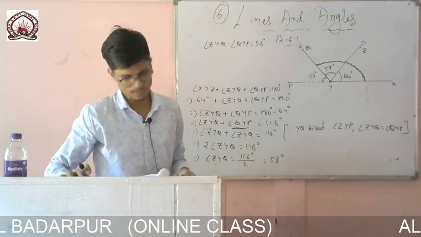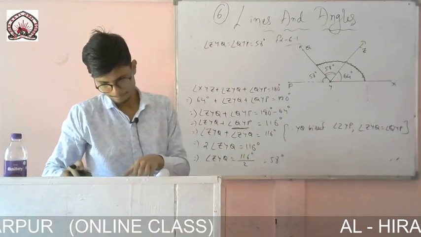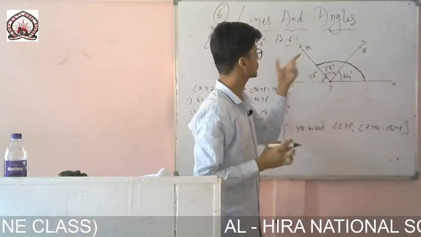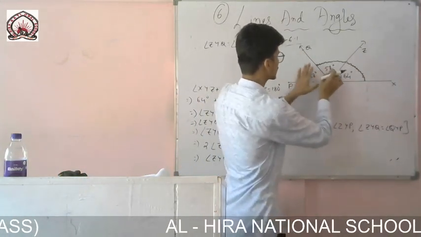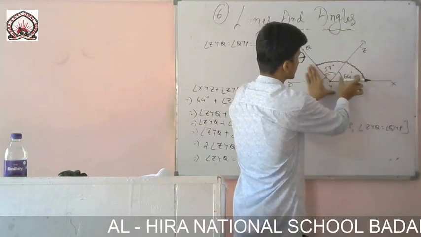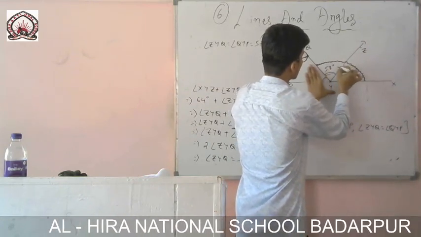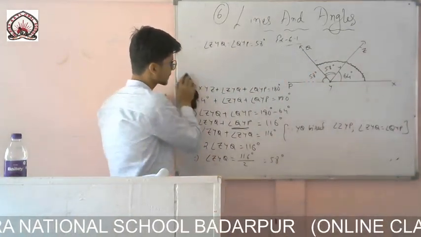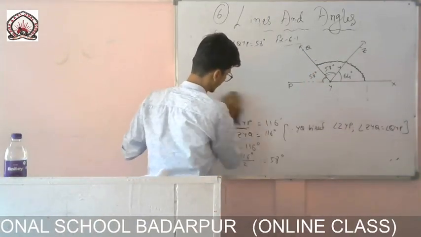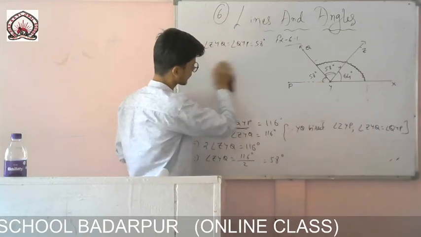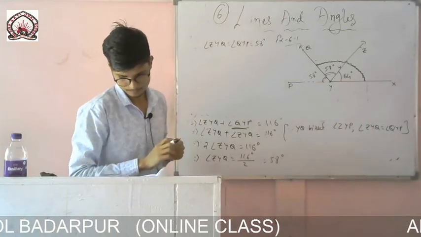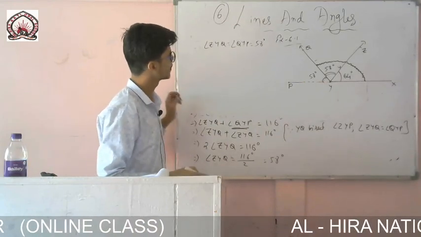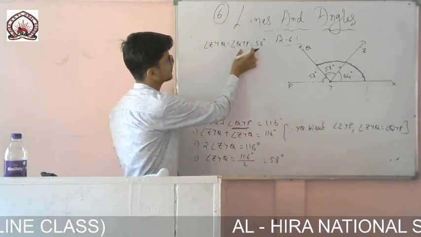So now the question is to find angle, what you have to find? Angle XYZ. So now easily we can find XYZ, which means this whole angle. This part is 64, this part is 58. So if I add them, then I will get the whole angle. Very easy thing. Okay, before that, let me find this one.